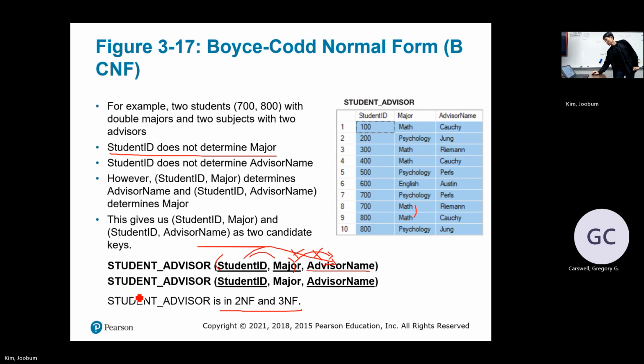So the entire composite primary key, student ID and major, can determine advisor name. Student ID alone cannot determine advisor name. Major cannot determine advisor name. Make sense? Confused? Yeah, so that's what I'm talking about, the BCNF condition.